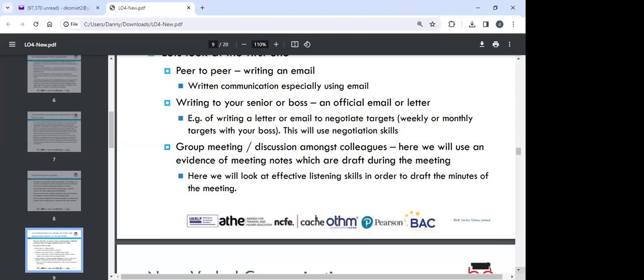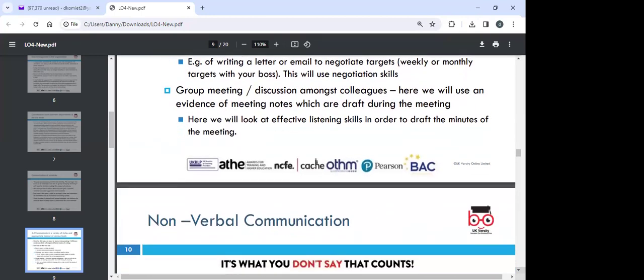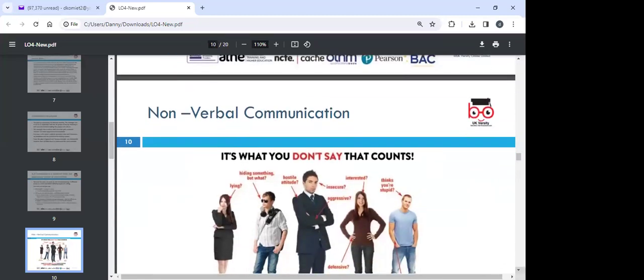Okay. Or you can use Teams or Zoom or any others in the meeting. And here we look at effective listening skills in order to draft the minutes of the meeting. The minutes of the meeting. Okay. So group meetings involve drafting evidence, and then we can draft and keep notes even through Zoom or through Teams. Okay. Then we can look into non-verbal communication.